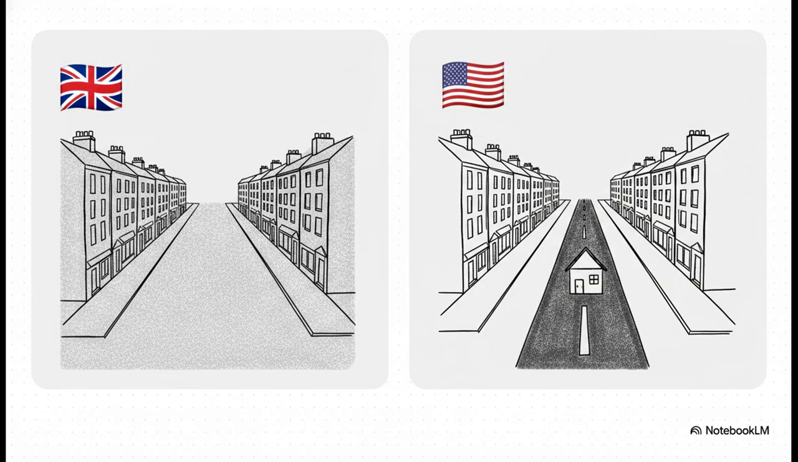Now, here's a fun one, a tricky case where there's actually more than one right answer. When you're talking about a street in British English, you'll typically hear people say they live in a street because they think of it as an area. But in American English, you'll hear people say they live on a street because they think of it as a line. Both are correct, it just depends on where you are.